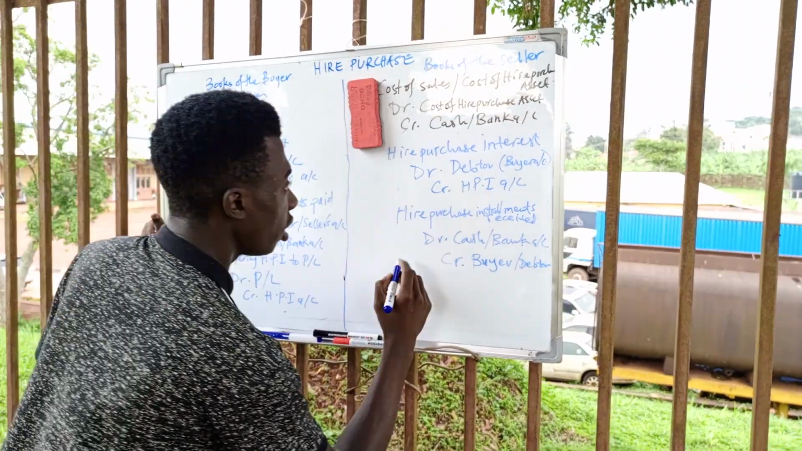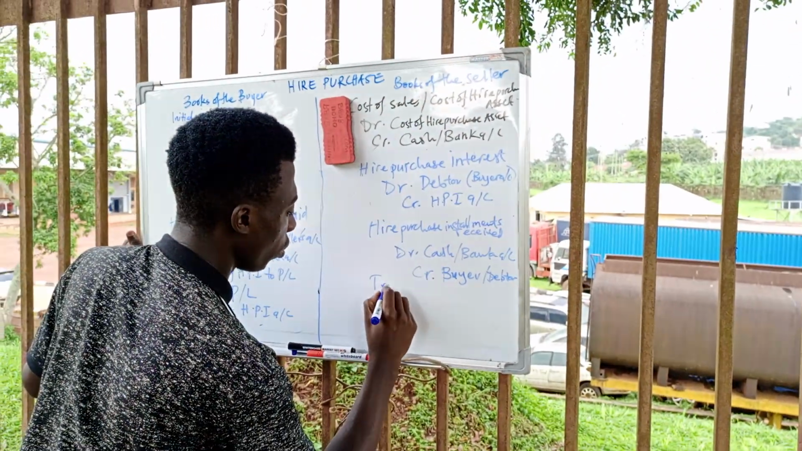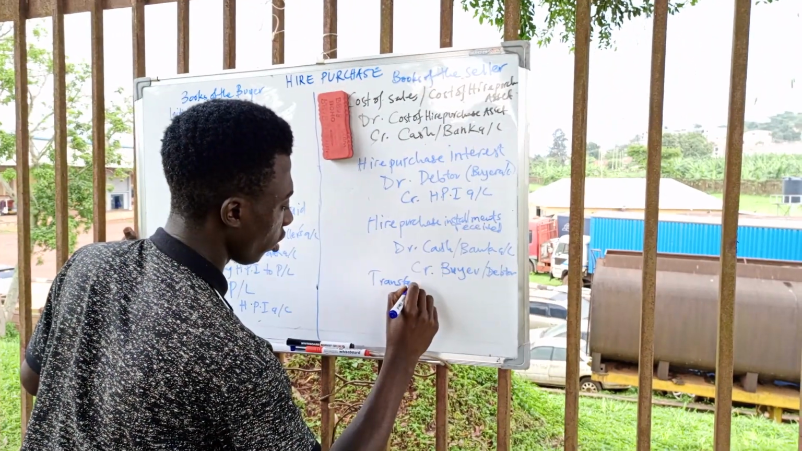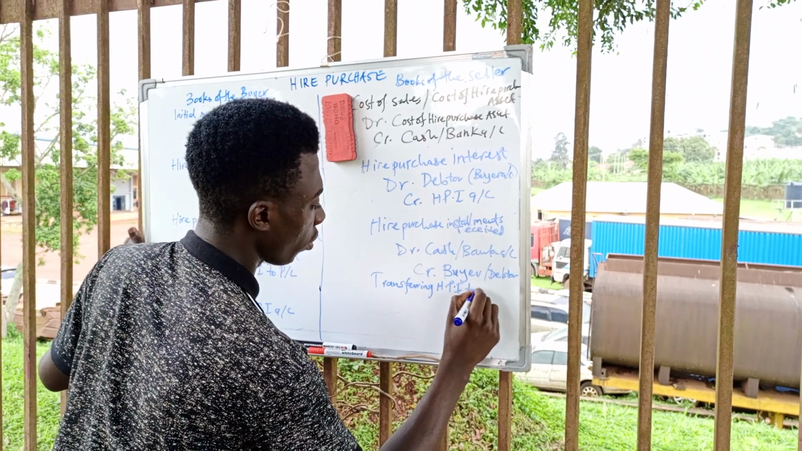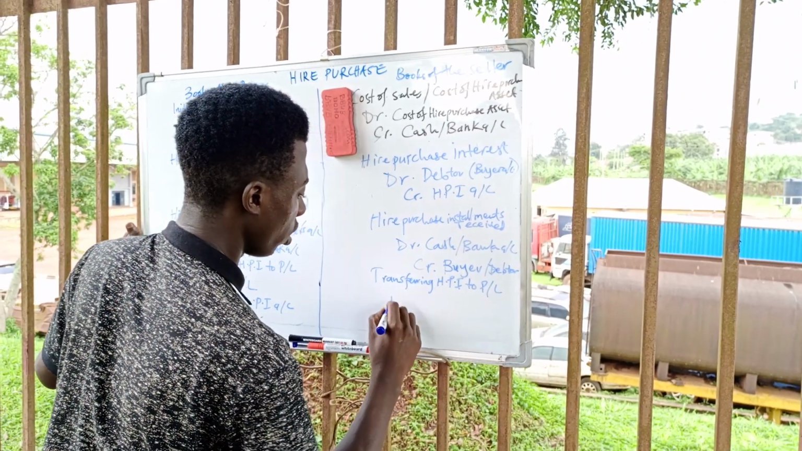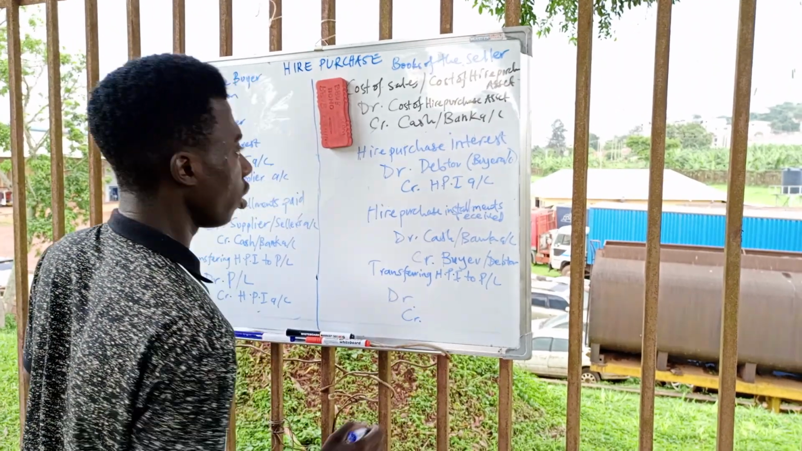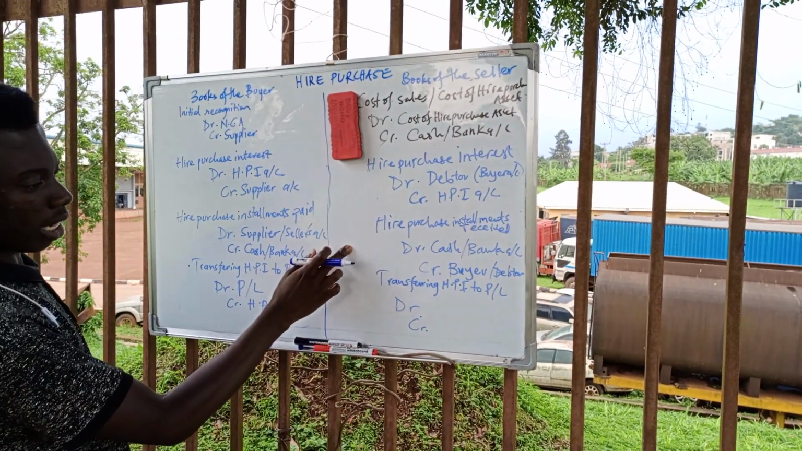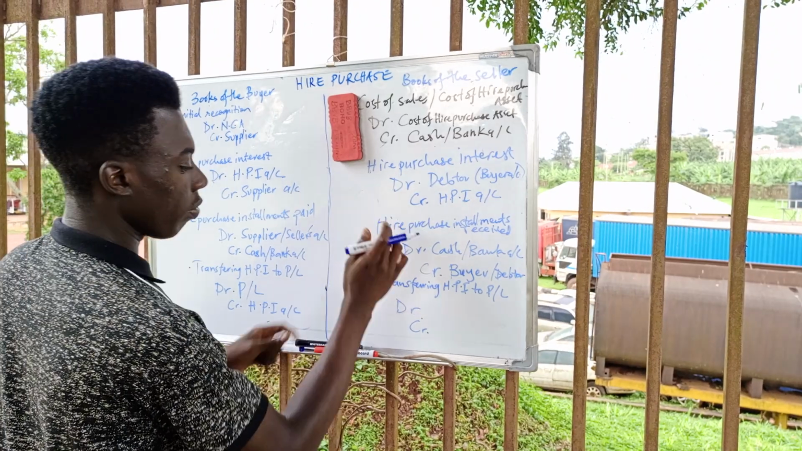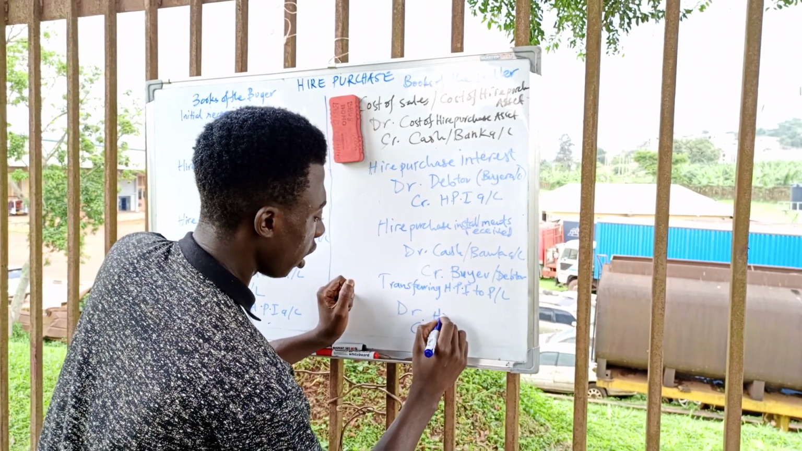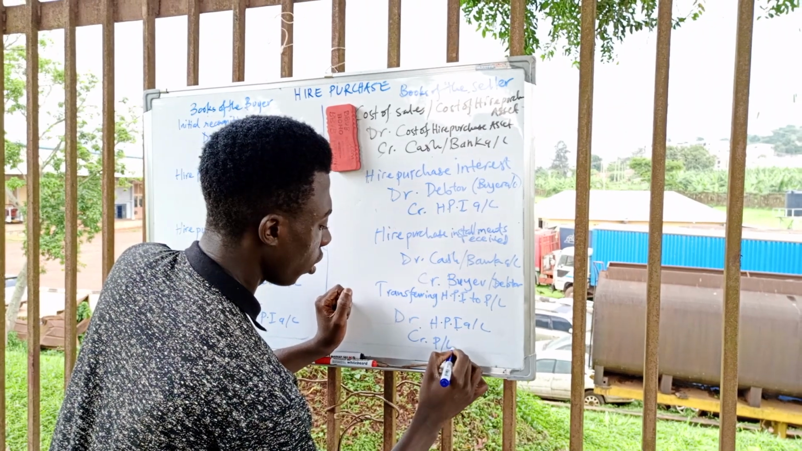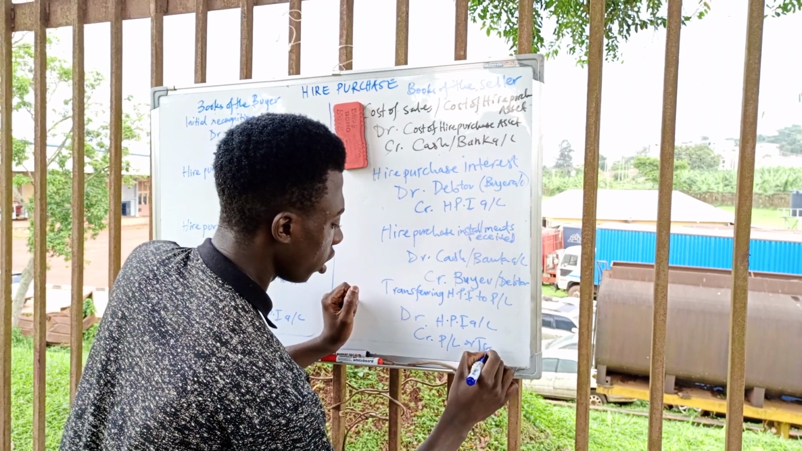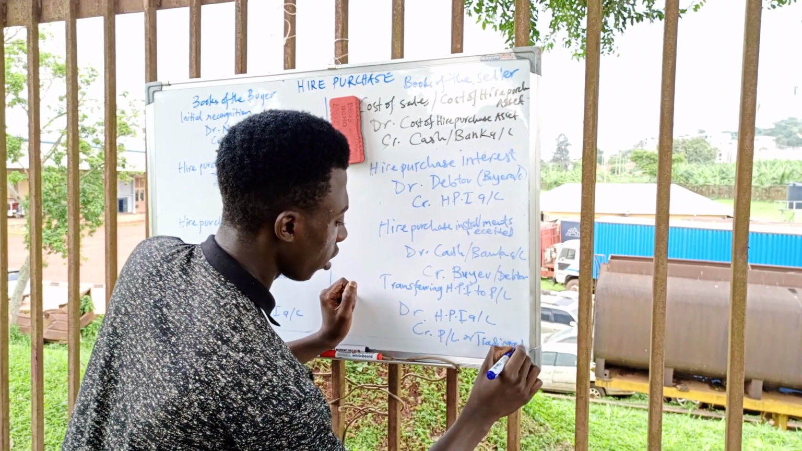But when you are transferring higher purchase interest to the profit or loss or the trading account in the books of the seller, we shall pass the debit and credit. Obviously, we opened it by crediting, so we have to close it by debiting. Debit the higher purchase interest account, then credit the profit or loss, or you can call it the trading account.